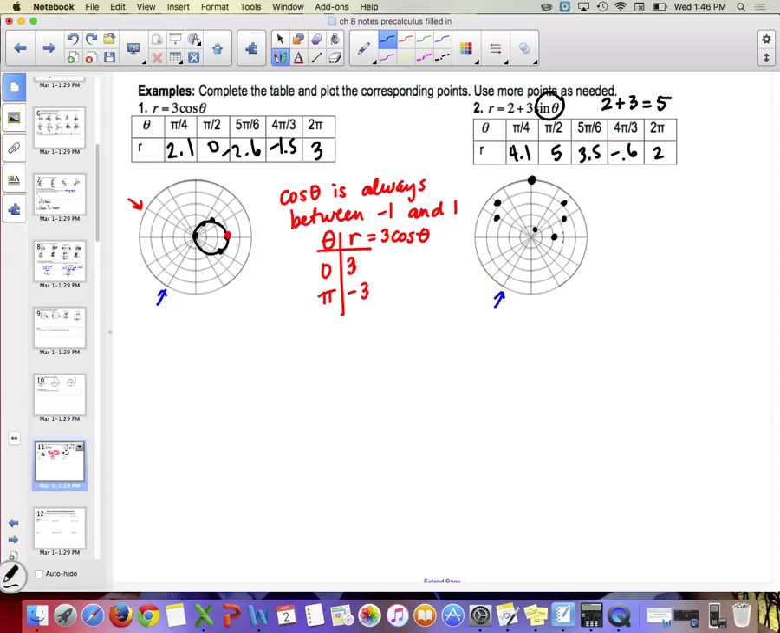Wait, Miss Potts, did I mess something up? Why are you on the 3 pi over 4 line? Oh, I was just saying it's symmetric to the other one. Oh. Like it's the same as pi over 4.